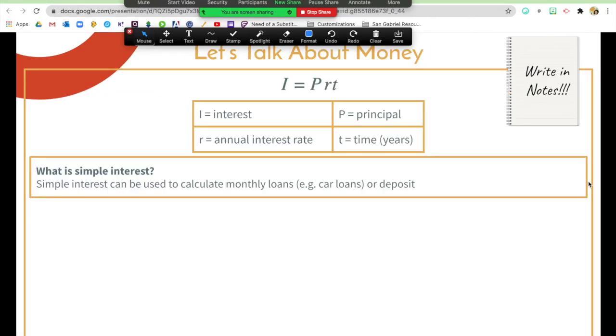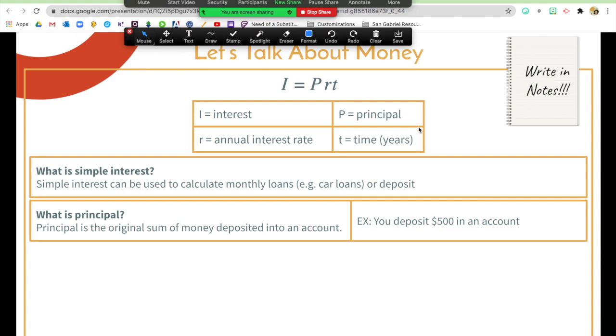Alright, so if we're talking about money, I = PRT is talking about simple interest. Now, simple interest can be used to calculate monthly loans or deposits. So, for example, you could have a monthly loan on a car because you don't want to pay the entire amount of a car up front. You want to create these monthly deposits. Or you could also have these monthly deposits that you make to save money, that type of thing.